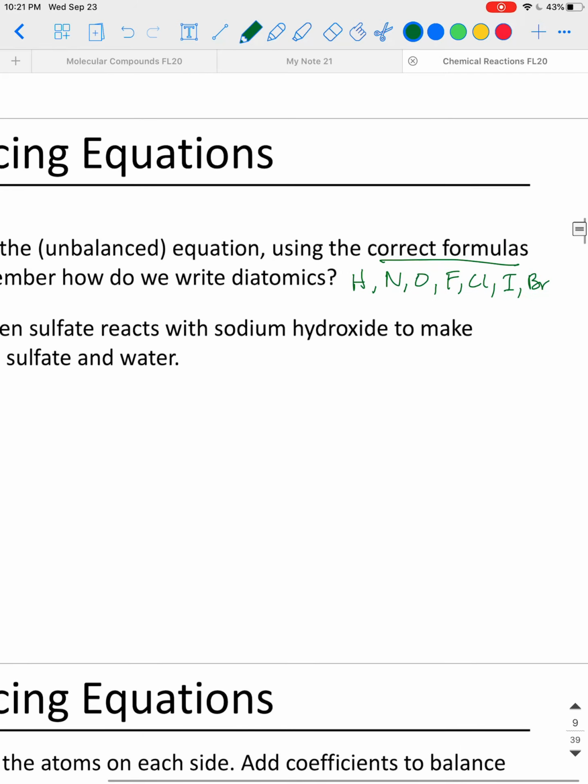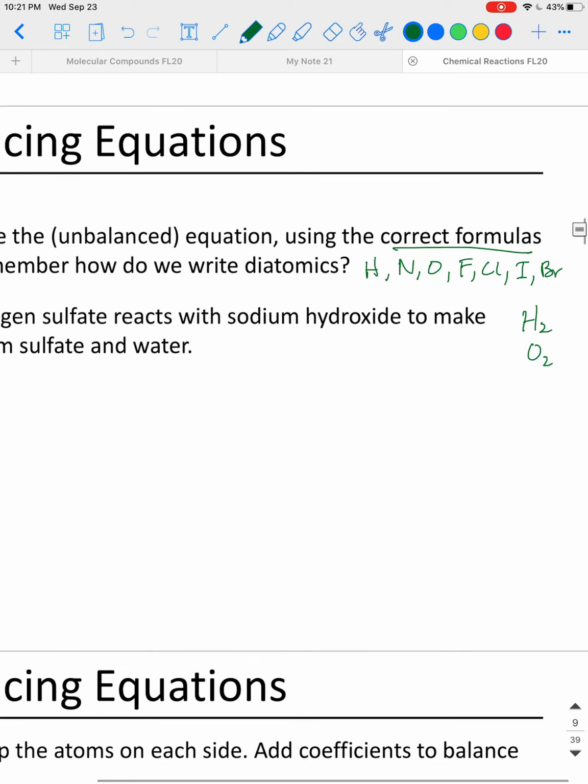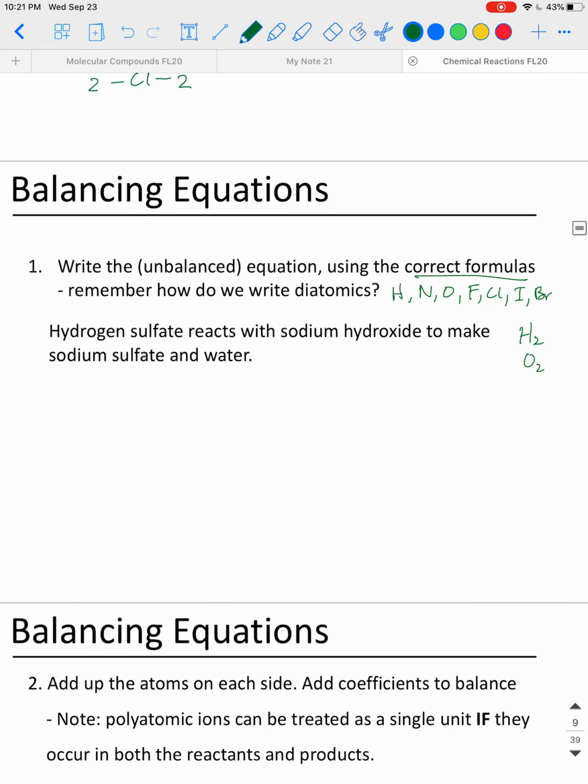We don't write them as single atoms. We write them as, for example, H2 or O2, as 2 bonded atoms. So make sure you do not write them as single atoms. You write them as a bonded molecule, 2 atoms bonded. All right, so for example, let's read this statement and write the equation properly.